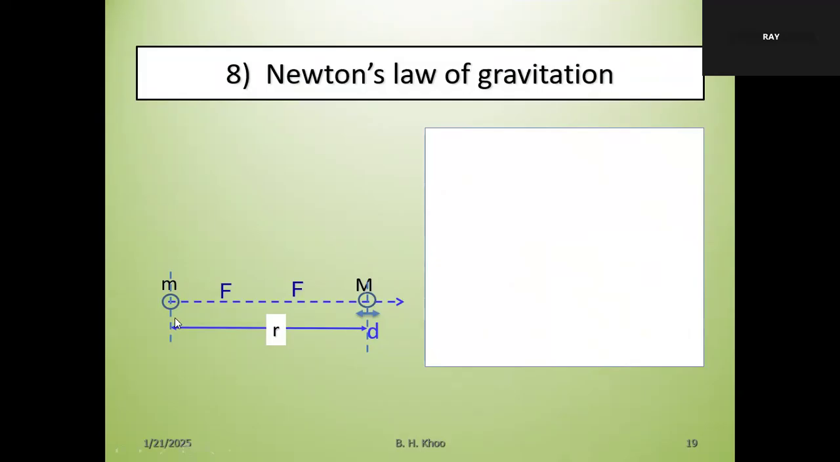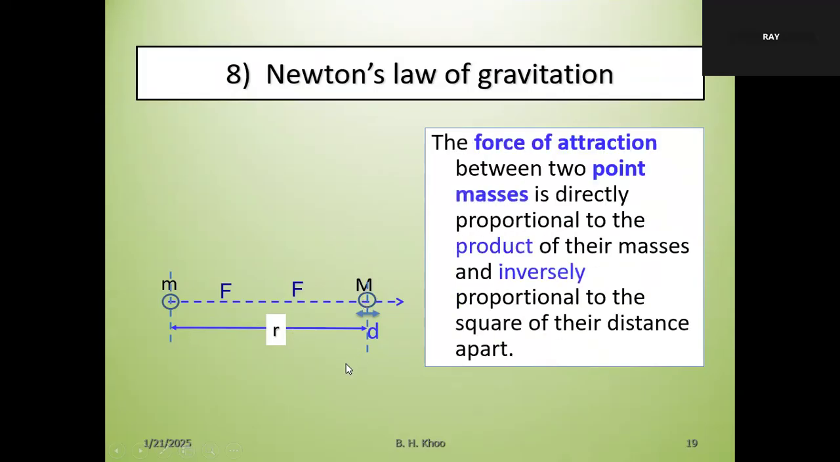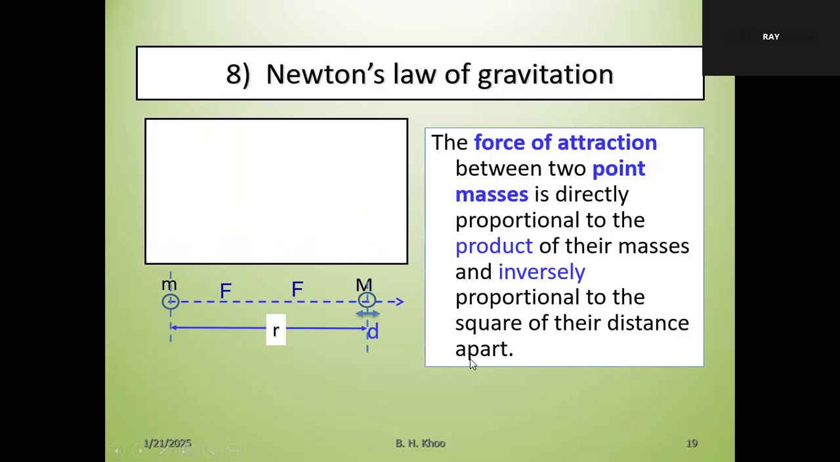There's your mass small m, there's your mass capital M. The distance between the masses is r, from center to center. The force of gravitational attraction between two point masses is directly proportional to the product of the masses, and inversely proportional to the square of the distance apart. From that statement, you should be able to write the equation.